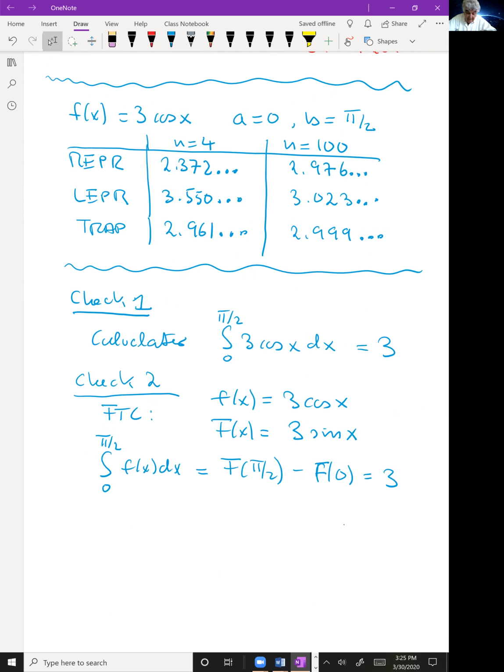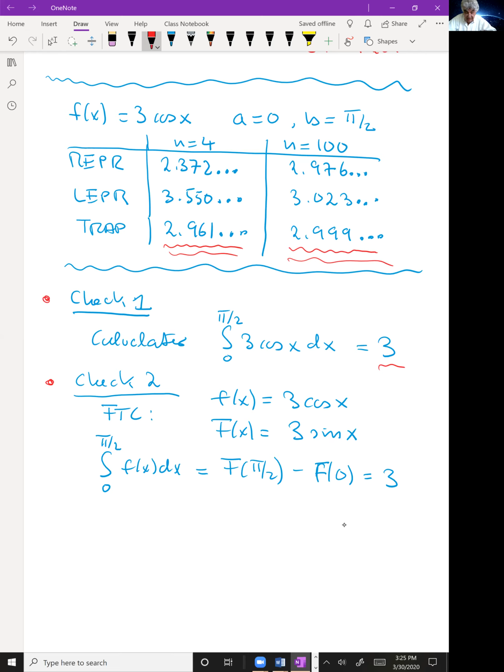And finally, we want to know if our results are somewhere in the ballpark, so we have to check it. There are 2 checks. One is you have to learn how to compute an integral. If you do this in your calculator numerically, the calculator gives you 3, which again shows that these are good estimates, good approximations.